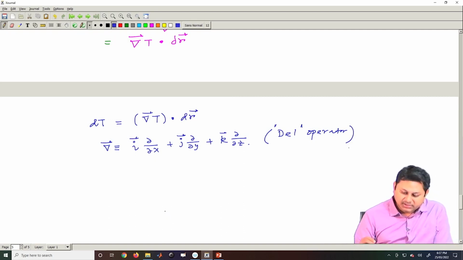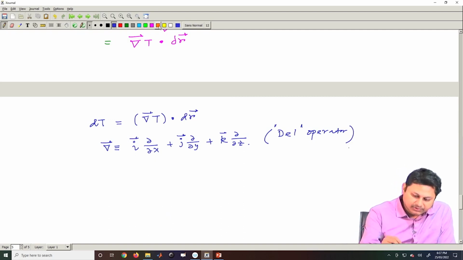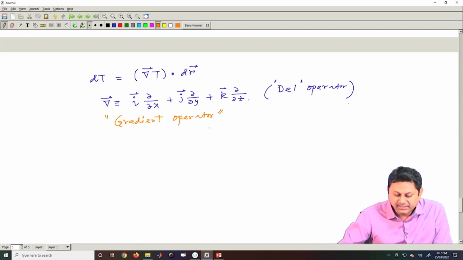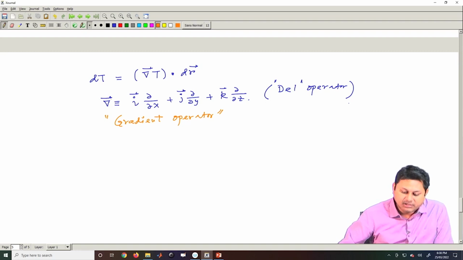The del operator or the gradient operator. Also, if I want to find out the gradient, what is gradient, I will discuss. So, you should remember that this is a partial derivative del x, del y, del z, and this del operator is associated with this expression, and at the end of the day it is an operator, and it is going to operate over a scalar field, for example, like T.